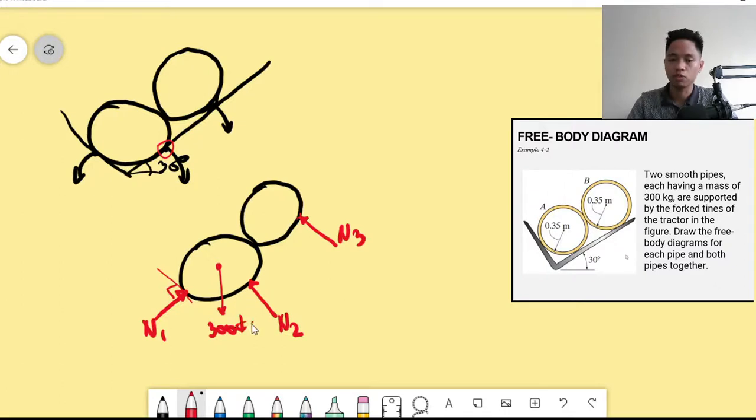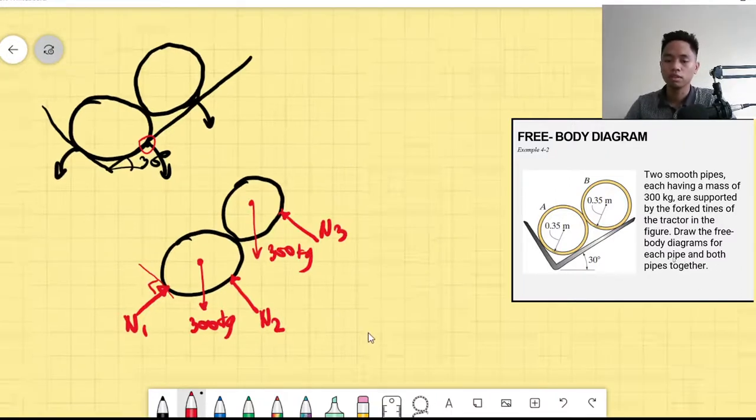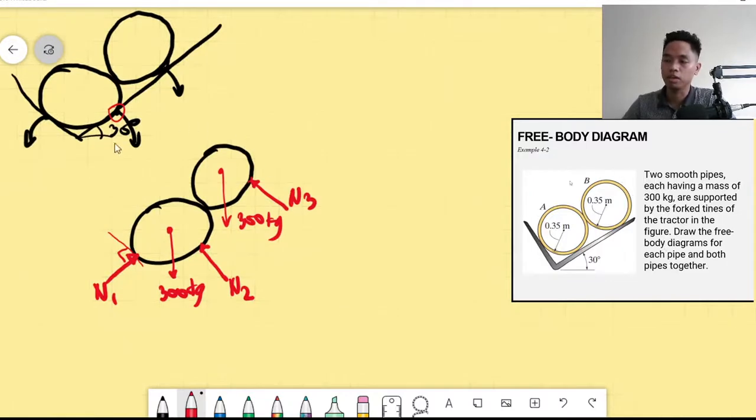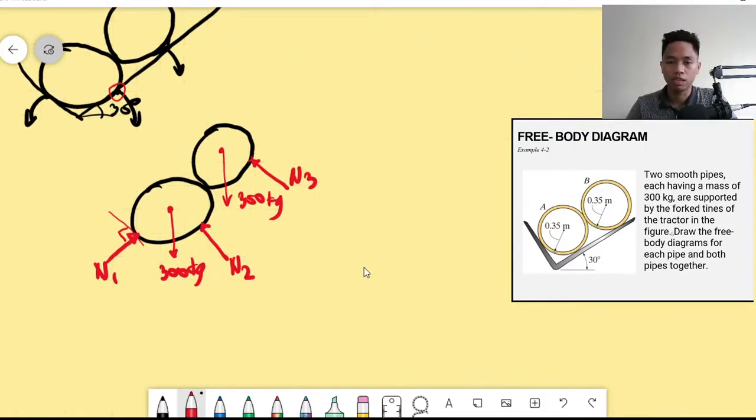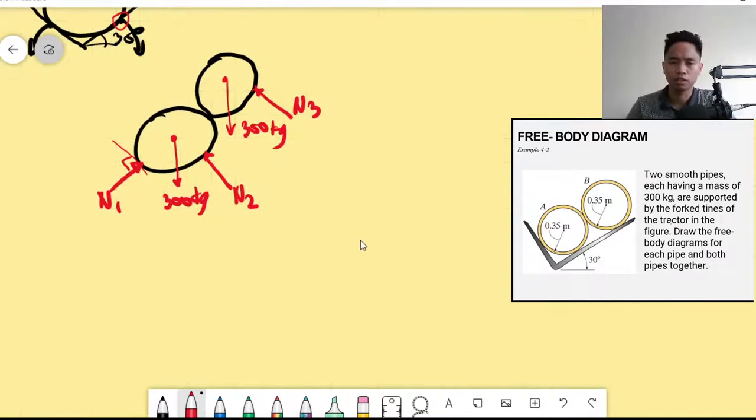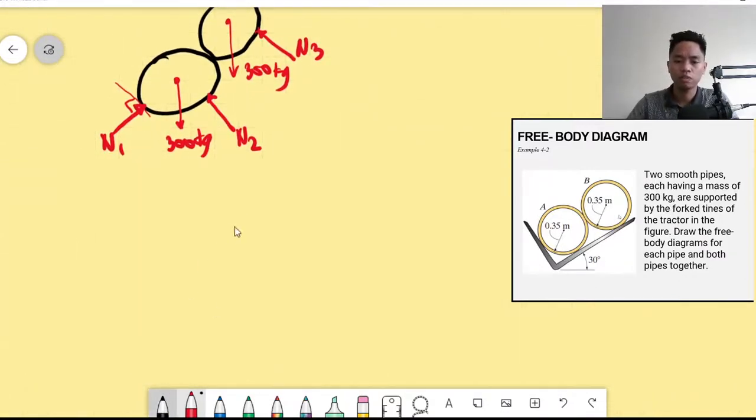To convert that to newtons, you just multiply by 9.81. The same goes for your B, that's 300 kilogram. So this is the free body diagram if we are considering the pipes together, meaning they are one and not separated, so that we do not have internal forces. What do we mean by internal forces? If you separate them, we are going to do that separately.